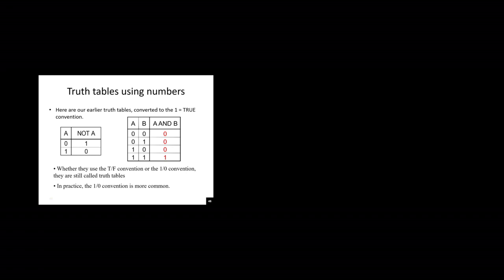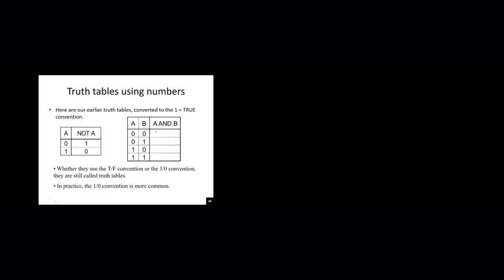Okay. So whether we use T and F or 0 and 1, they're still called truth tables. And in practice, everyone just uses zeros and ones. Aside from introductory courses, you won't see truth tables written like this. You'll see them written like this.